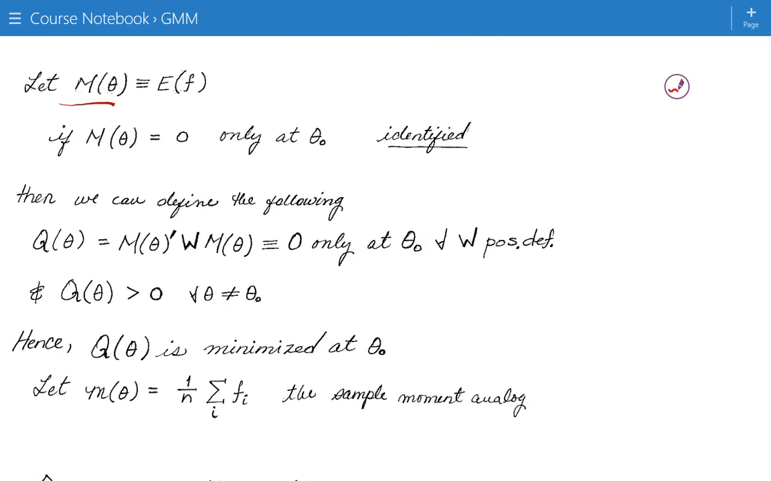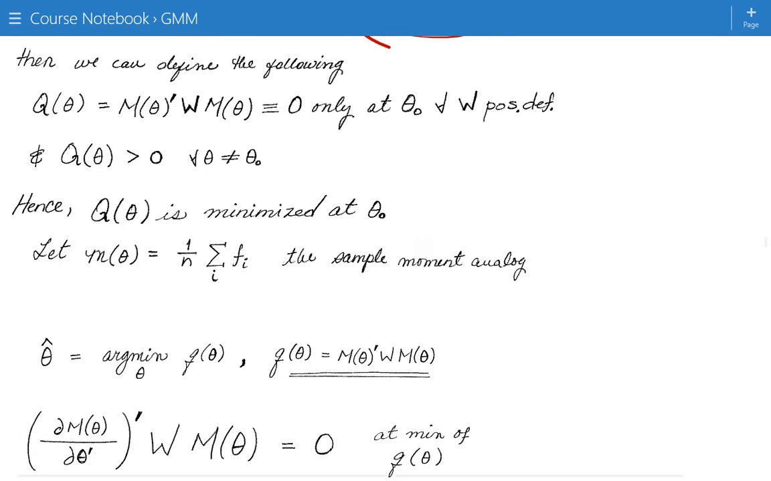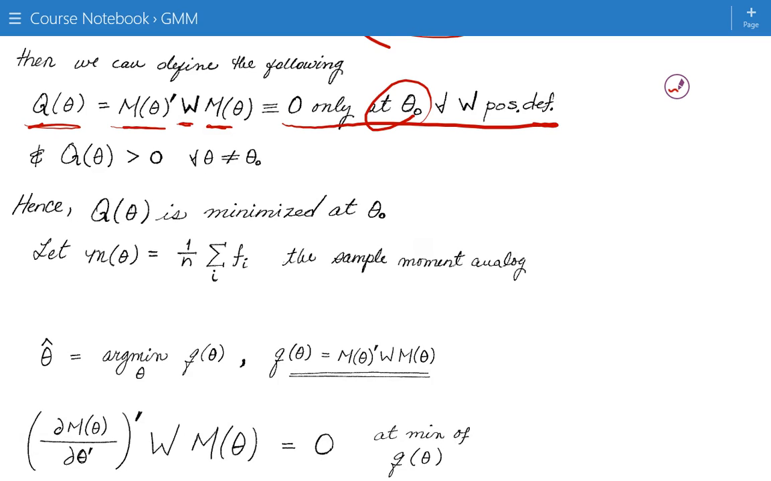So you can always convert it into a function that has an expected value equal to 0. So let's let capital M of theta be defined as the expected value of these moment equations. If M of theta is equal to 0 only at the true value, then it's identified. And we can define the following. Some matrix Q such that M transpose WM is 0 only at theta naught, the true value, for all positive definite matrices W.